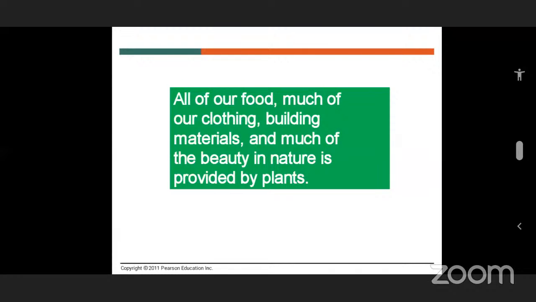The main reason is that our food, clothing, building materials, and much of the beauty in nature are provided by plants. All of these things are readily available to us because they are extracted in different ways from plants. If there is no plant, we can't get anything. The plants are there, but they are infected with particular diseases, and whenever diseases infect the plants, they automatically cause us yield losses.